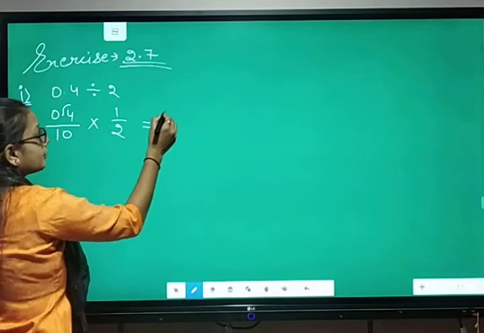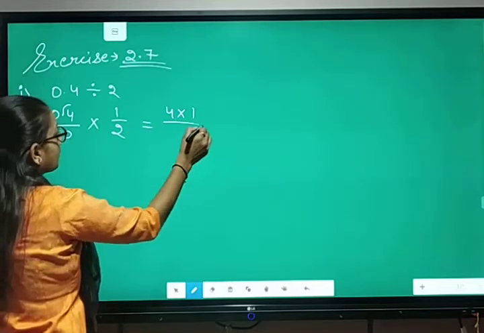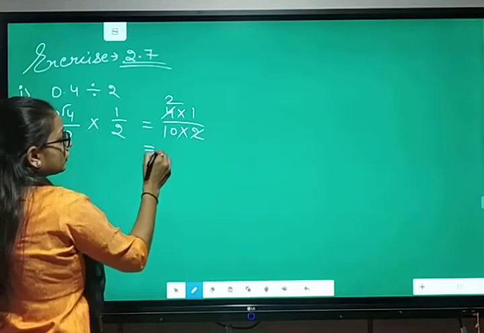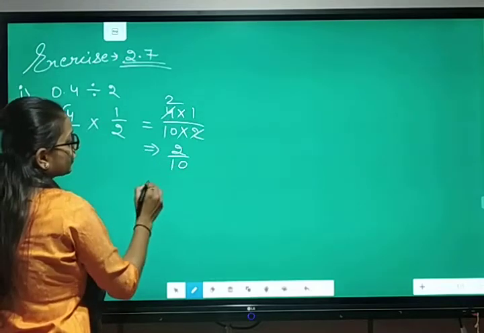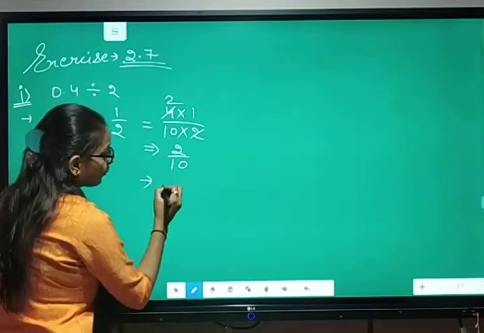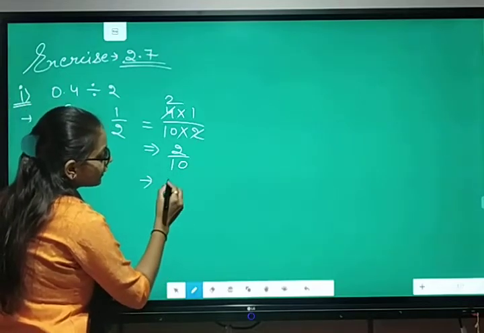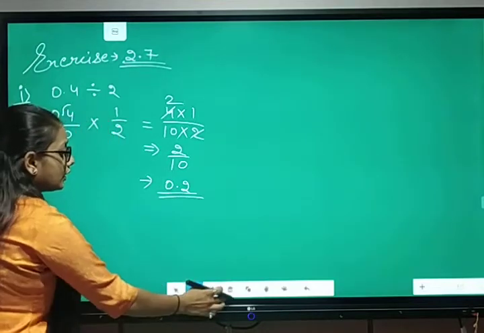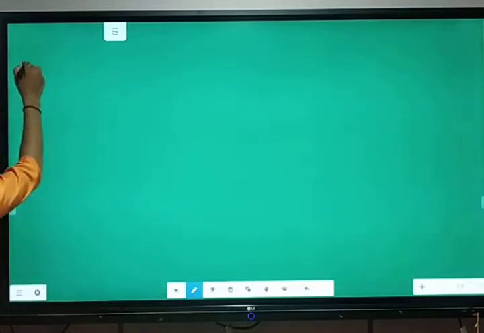Numerator multiply by numerator, 4 multiply by 1 upon 10 multiply by 2. 2 upon 10. There is one digit, point will be put before one digit, so answer is 0.2. Clear? Next question is question number second.